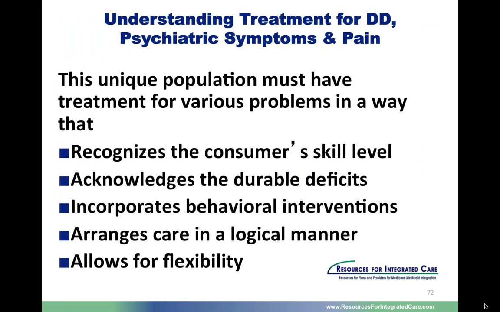So this is a unique population, and they have to have treatment for these various problems at a level that acknowledges wherever the skill level is for that individual consumer. It acknowledges that they do have some durable deficits, that they're going to be weak in some areas, and those are the areas that you're always trying to strengthen, but you're not going to be able to do a whole lot because you're swimming upstream against pain, and it's going to interfere with their progress.